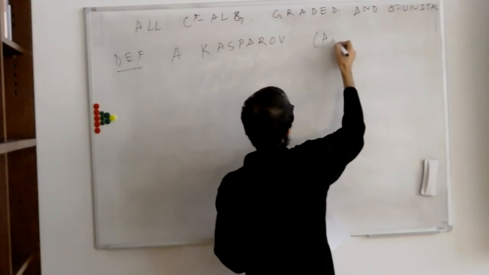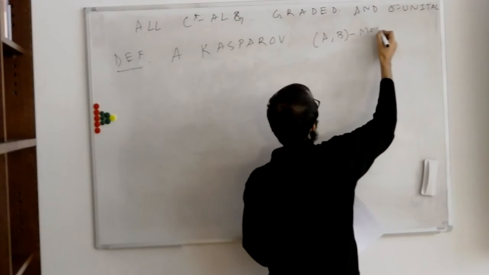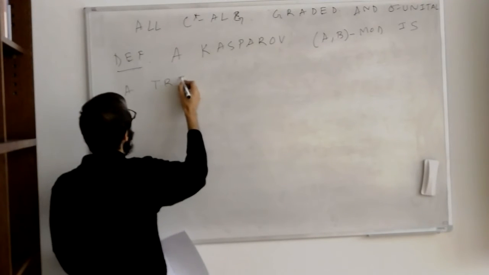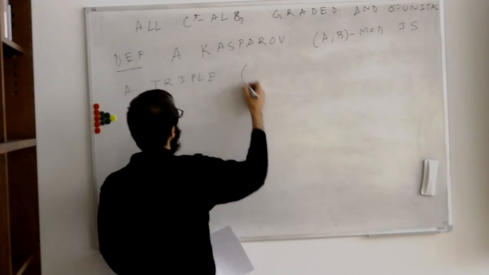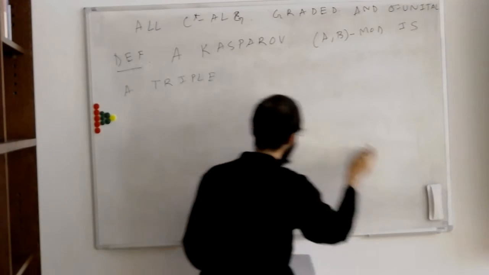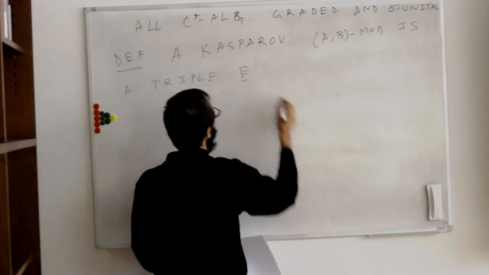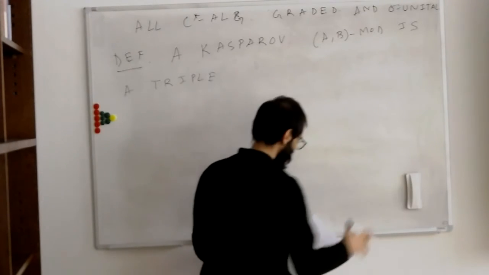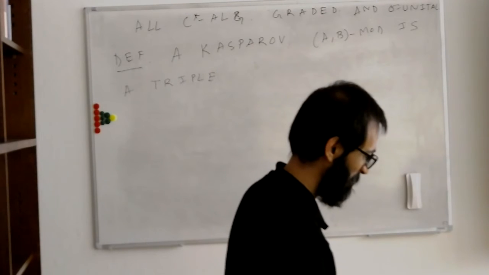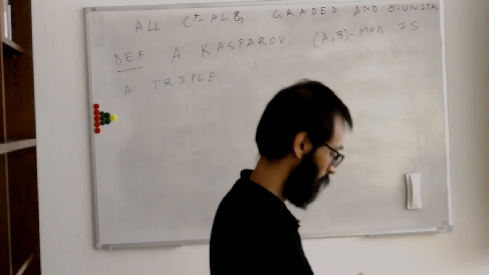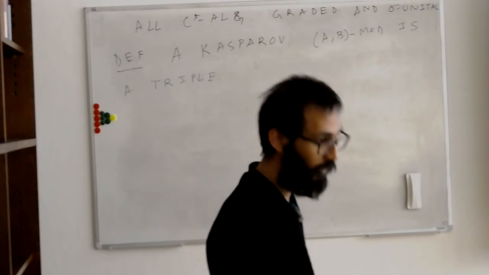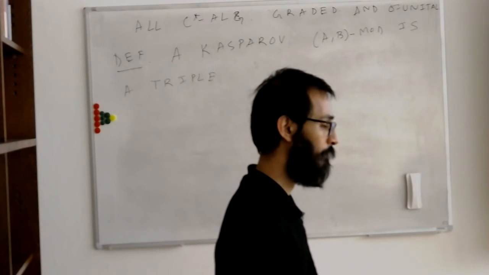Kasparov A, B module is a triple. Again, it is written as a calligraphic E, which I cannot write. Oops, sorry. Should we actually move? Yeah, probably we should, if people move from here. So maybe after the definition, or it's long. Yeah, maybe you should move that. Just move, yeah. Natural.